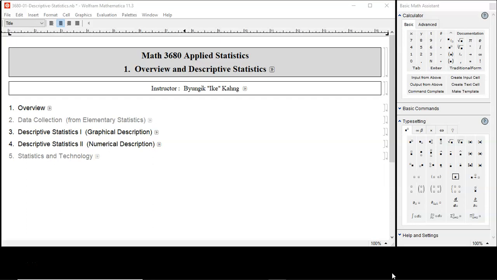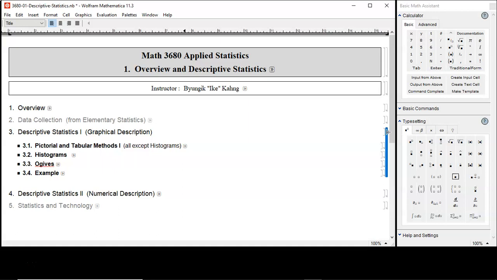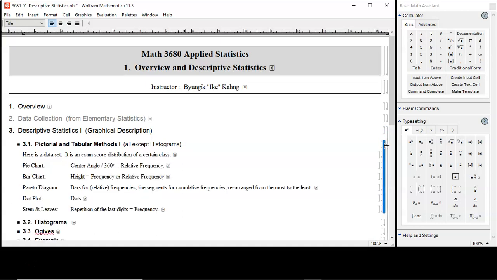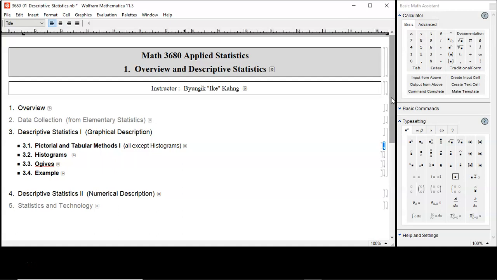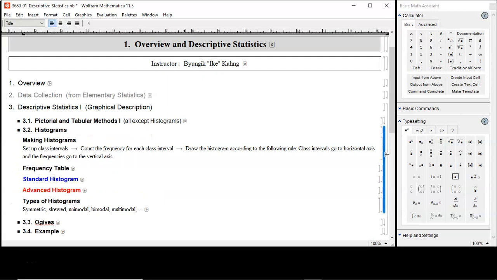Hello students, let's resume our discussion on graphical description. We talked about 3.1 and completed. Now let's talk about by far the most important topic here in section 3, histograms. What is a histogram?